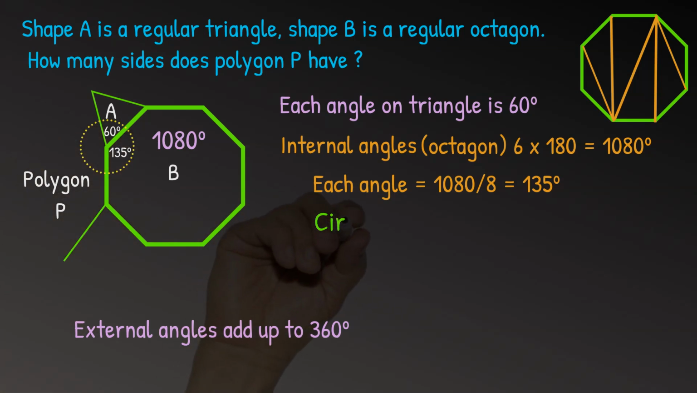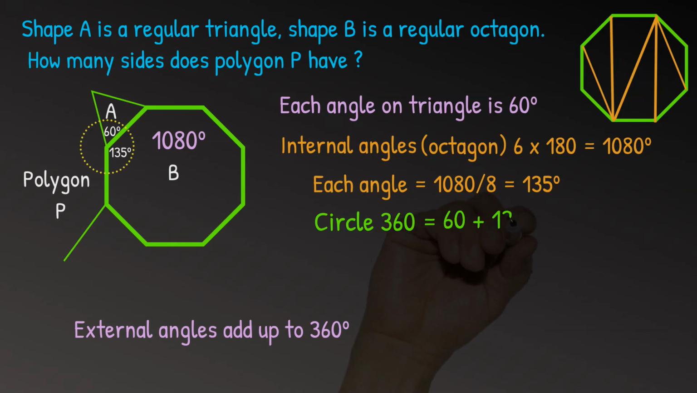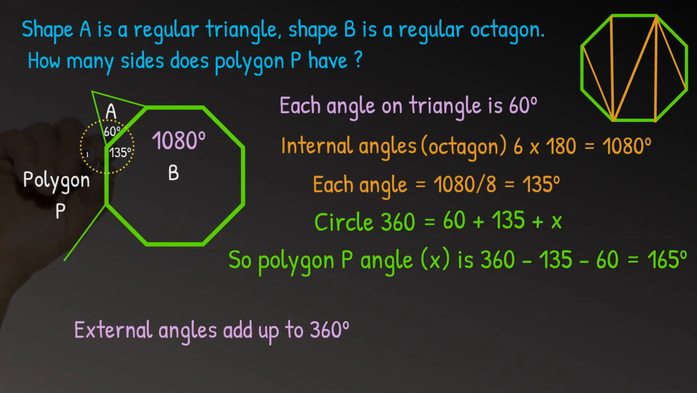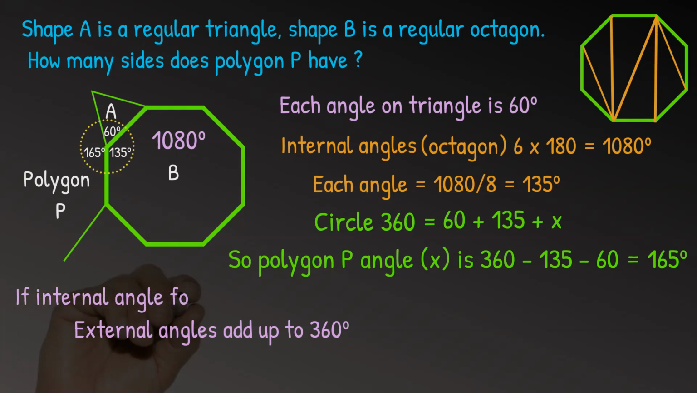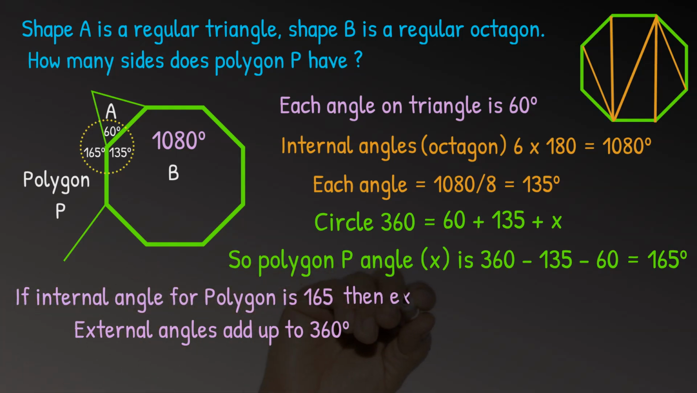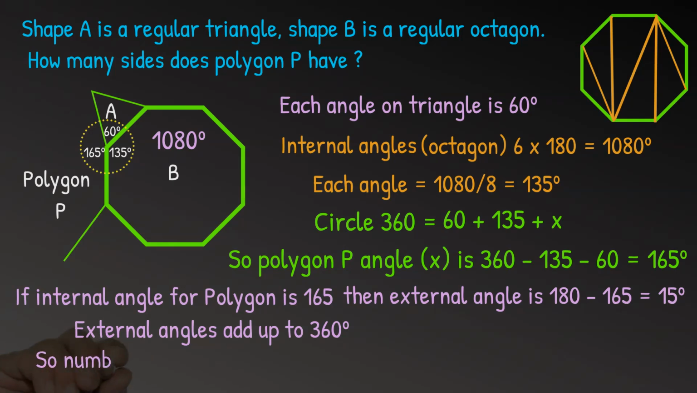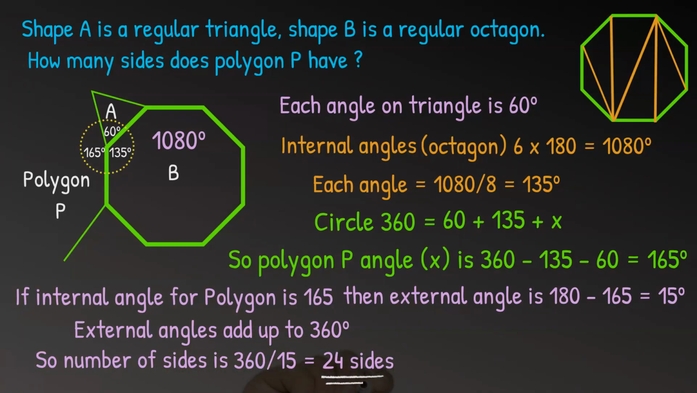We also know there are 360 degrees in a circle, so where they meet, we have 360 is equal to 60 degrees plus 135 degrees plus x. If we rearrange this, we know that x is equal to 165 degrees. So if the internal angle of the polygon is 165 degrees, the external angle is 180 minus 165 degrees, which equals 15 degrees. Therefore, the number of sides is 360 divided by 15, which is equal to 24 sides.